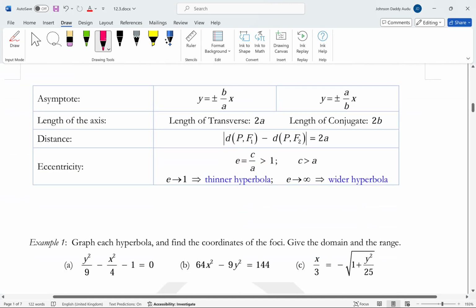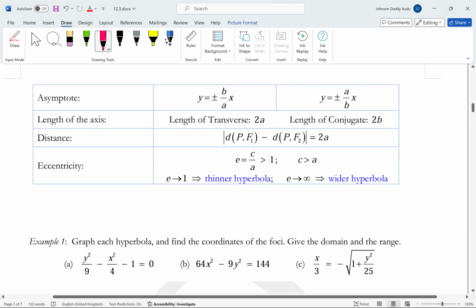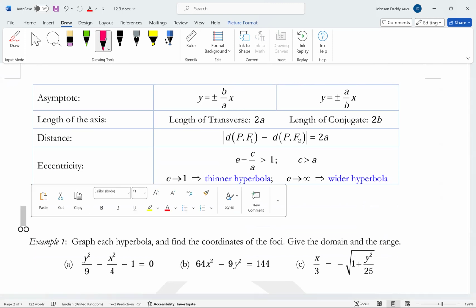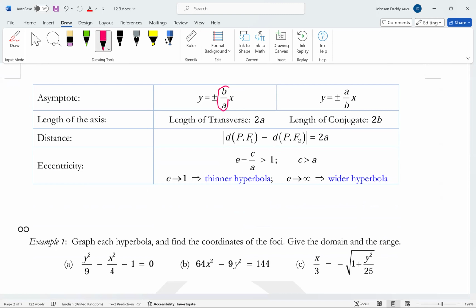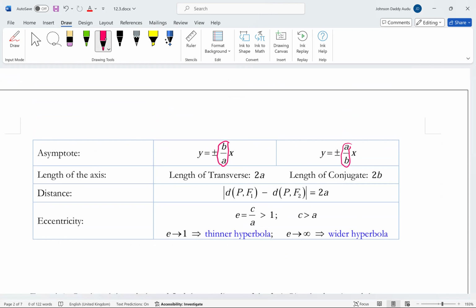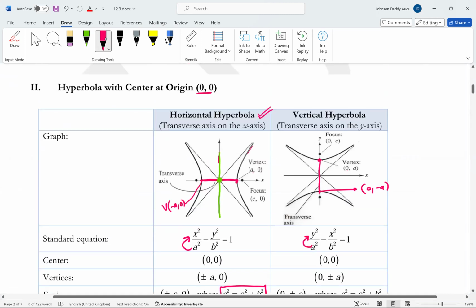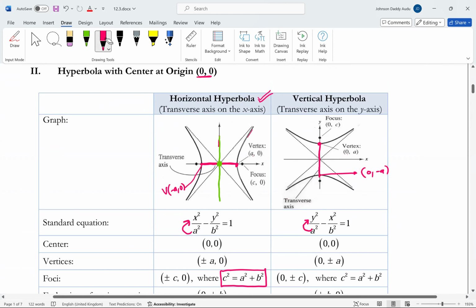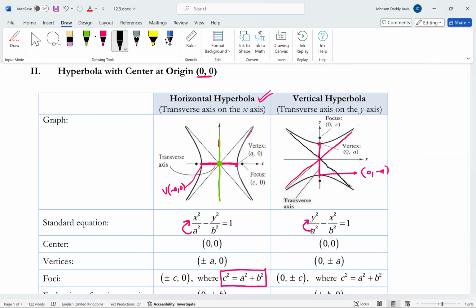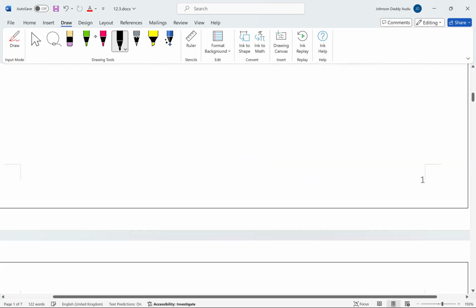And another important thing is what we call the asymptote. So we have two types of asymptotes. For the horizontal, this will be the slope of the asymptote. So this is our line of asymptote. Then for the vertical, this is a over b, not b over a. So what are the asymptotes? The asymptotes are just these lines here. So for example, in this case, you can see two lines. This one is an asymptote, and this is also an asymptote line. So these are what you call the lines of asymptote. All right, so we're going to see how to sketch this.